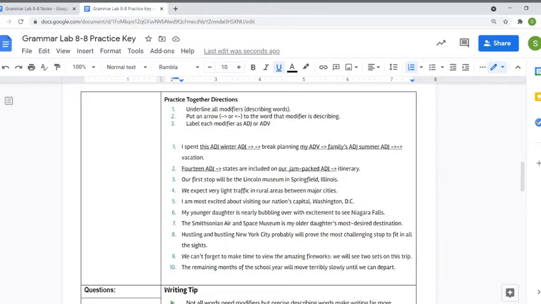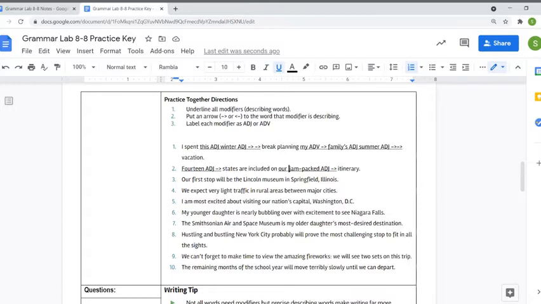One thing to check when you're looking for describing words, modifiers, if you will, is take out words that are in between. If it makes more sense for our to talk about itinerary as opposed to our jam-packed, that tells you what word's being modified. Because if you take out the word that's being modified, the modifier won't make sense anymore. You'll feel like something's missing. 14 states are included on our jam-packed. Jam-packed what? Our what? Itinerary.